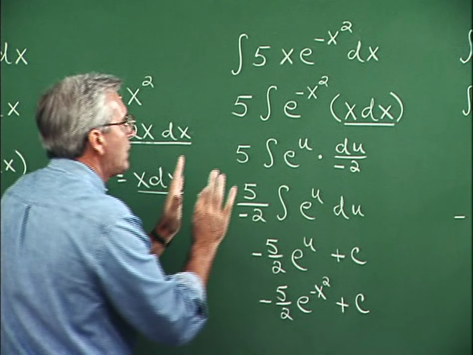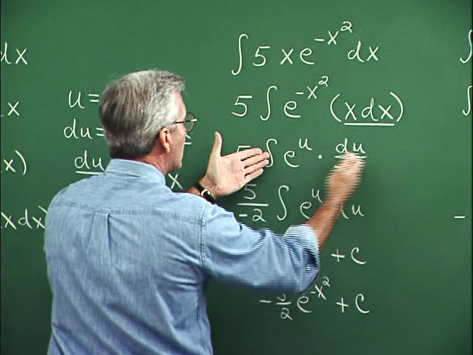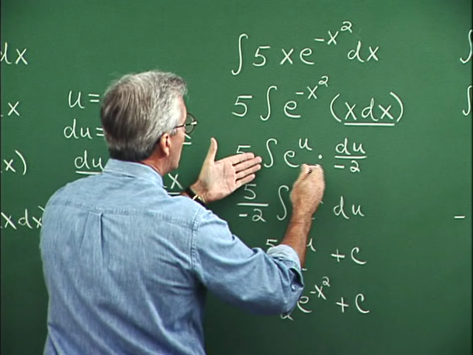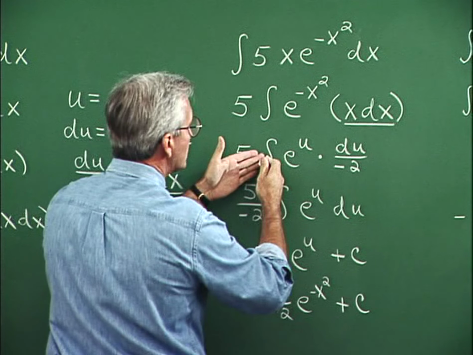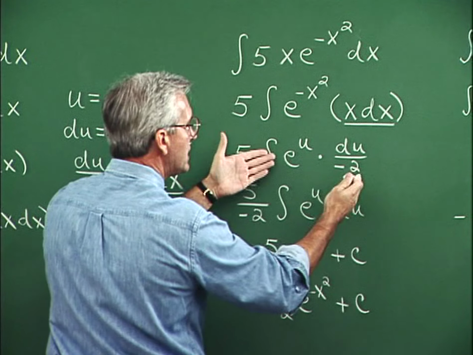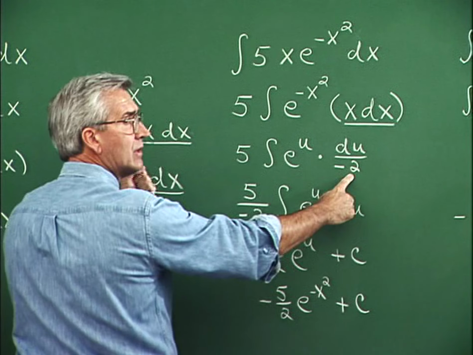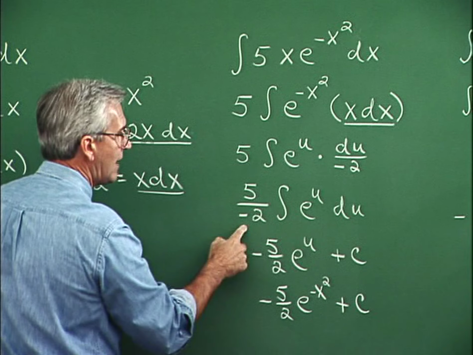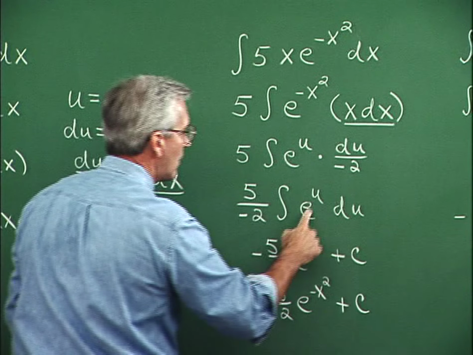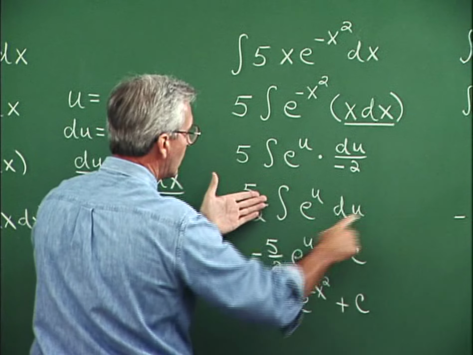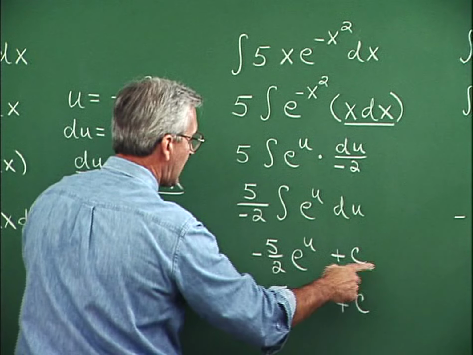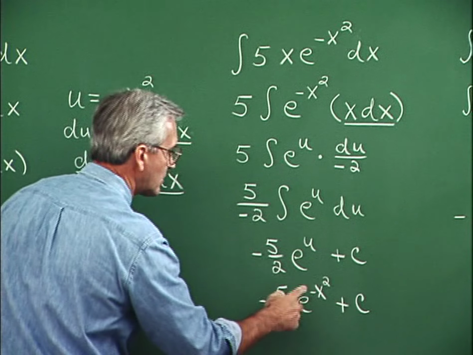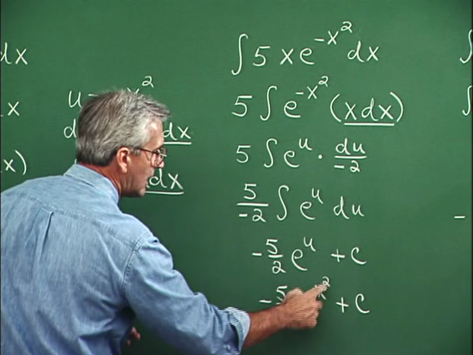Now we want to accomplish the form to the right of the integration symbol, which is e to the u du. So we need to snag out the negative 2, and since it's in a denominator, it manifests itself as 5 over negative 2 outside. Now we have e to the u du, so the integral is e to the u, and then we tack on the constant c. Then we back substitute. The u is negative x squared.